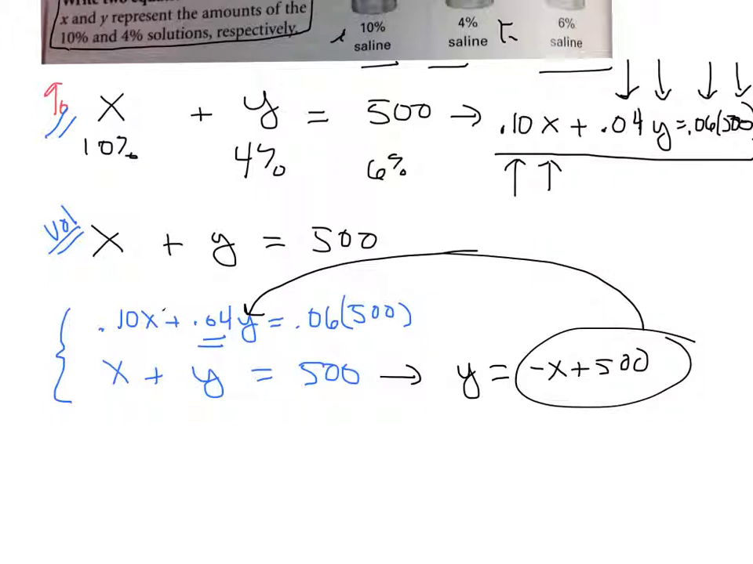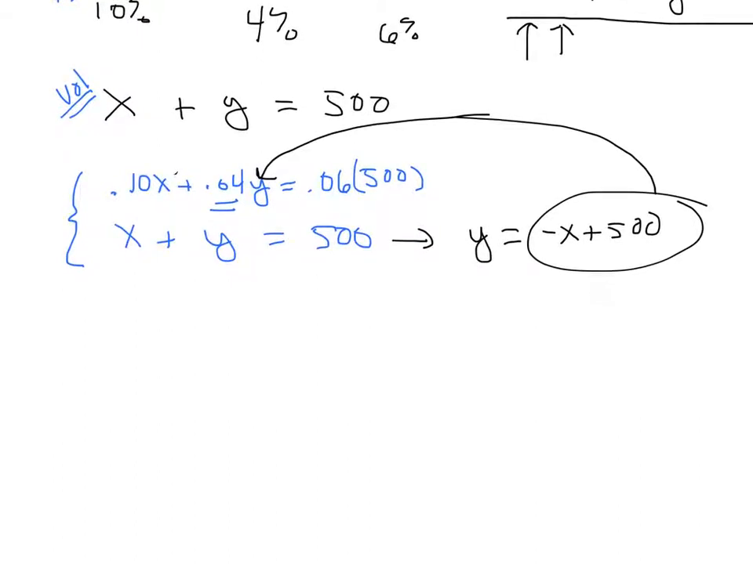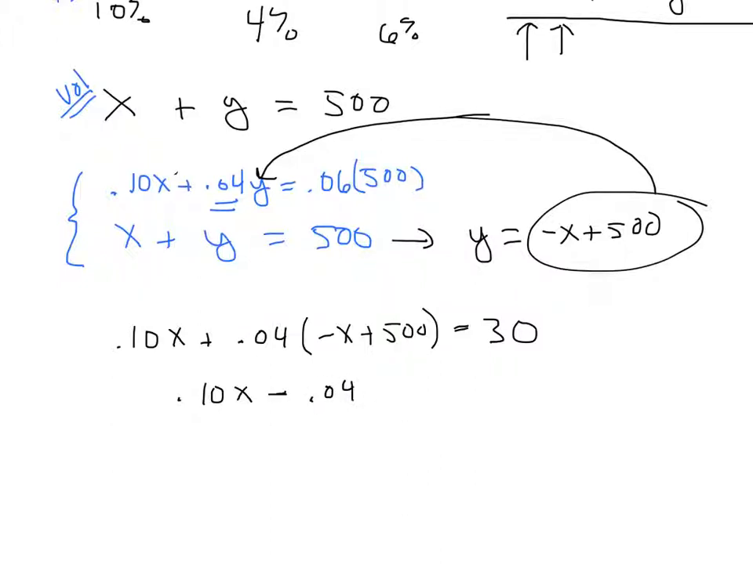Okay? And here we go. So I have 0.10x plus 0.04 times negative x plus 500. And I'm going to simplify the 0.06 times 500, and that gives me 30. I'm going to get the 0.10x minus 0.04x because of the distribution here. And then that is going to be plus 20 is equal to 30.